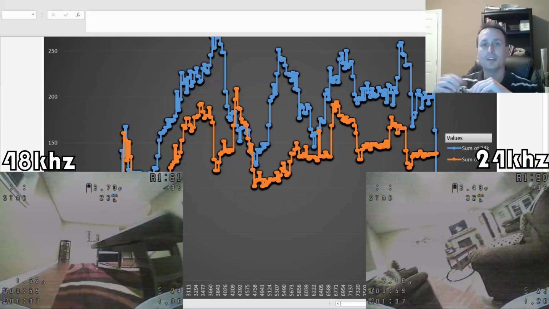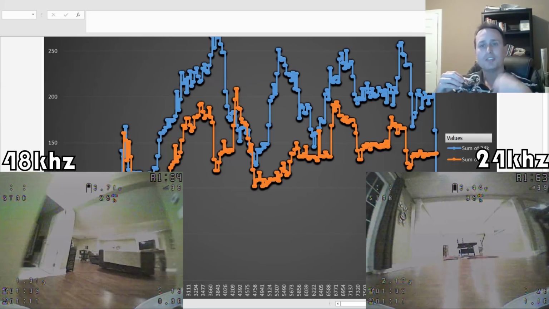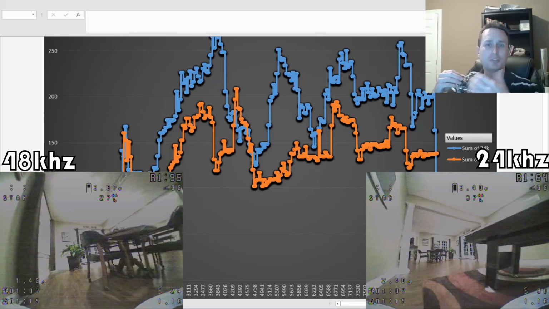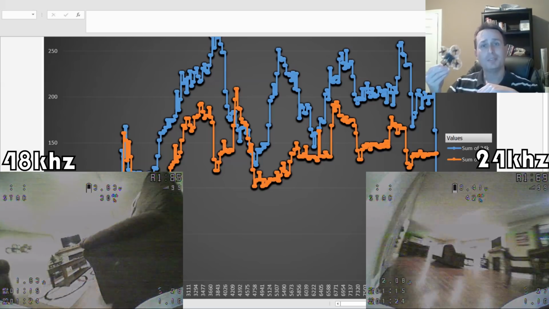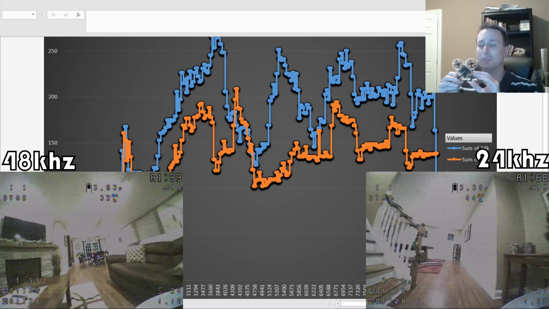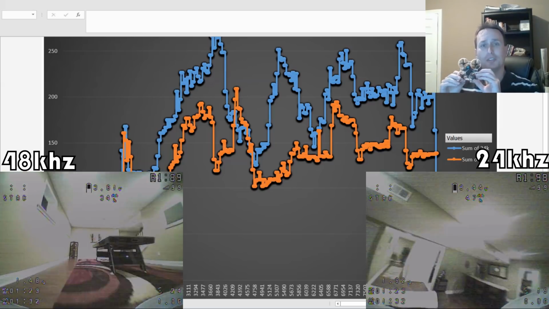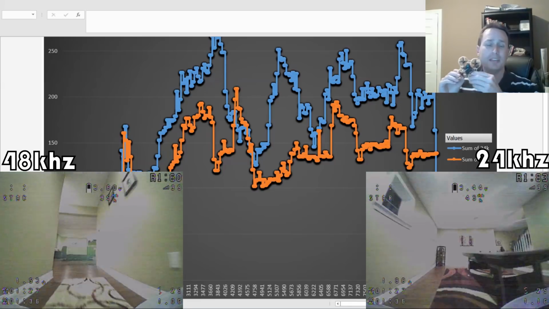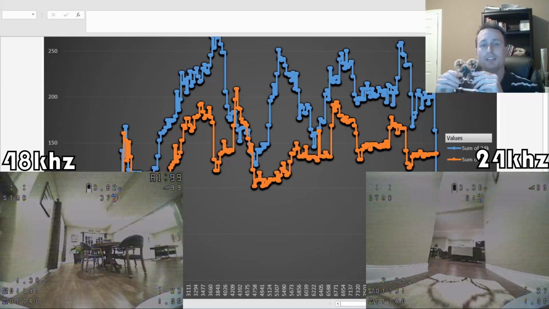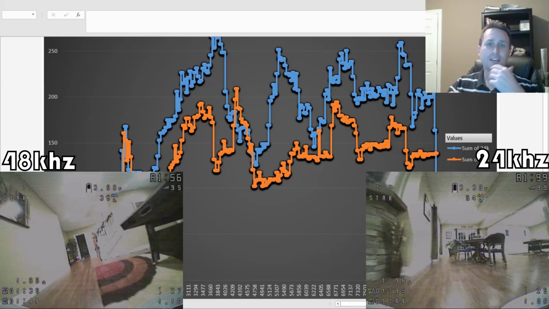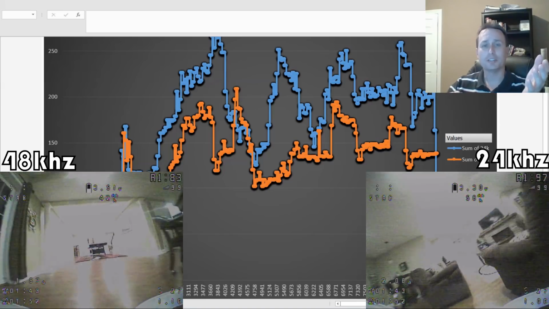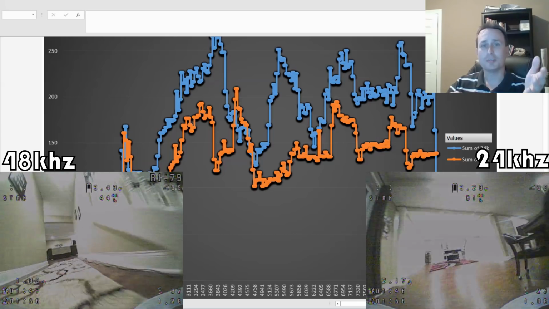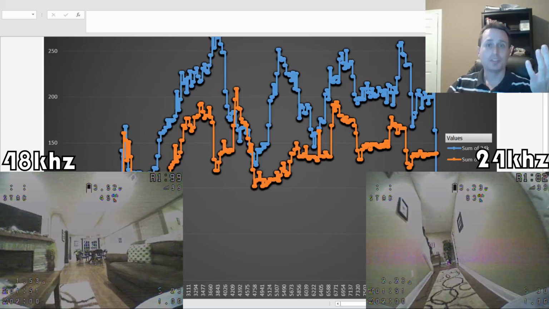A lot of people on 5-inch quads notice that if you go up to 48 kilohertz, it's a little smoother, but there really hasn't been a lot of talk about battery life. When it comes to whoop class, these are little motors, little batteries, low voltage, so it makes more of a difference. Folks have been talking about some anecdotal evidence of longer flights with the JESC 48 kilohertz PWM frequency version of the firmware. And so I put it to the test.